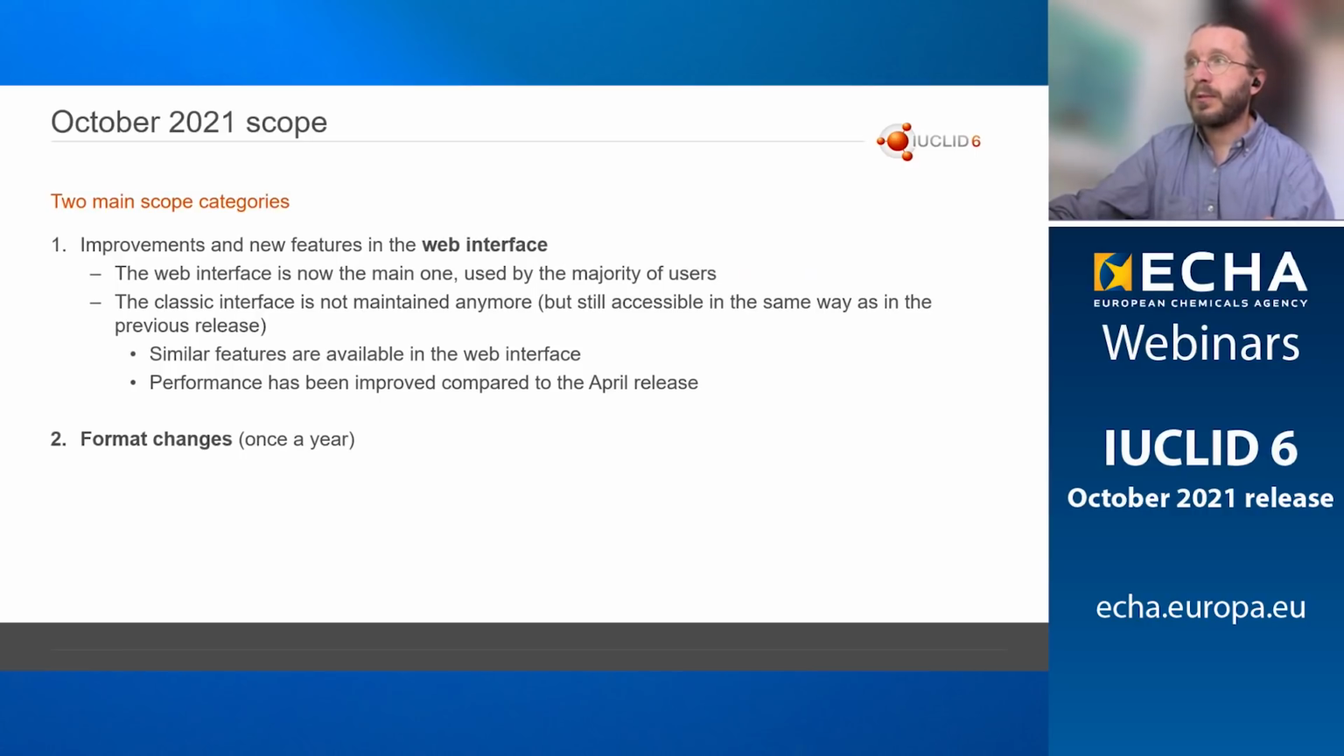Now the web interface contains a similar set of features as the classic interface, and the performance has also been greatly improved compared to the April release, which was a concern that was given to us by some users after the April release. So you should give it a try and see if it meets your expectations now. Then the second scope category is the format changes. Every year we update the Euclid format, and we have introduced changes in this year's release too.